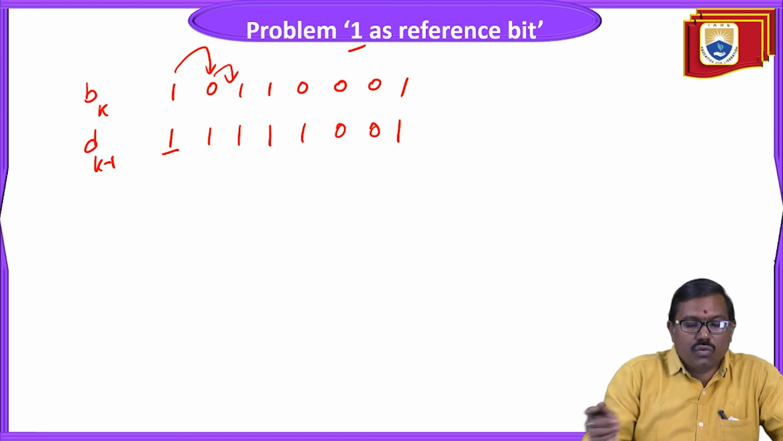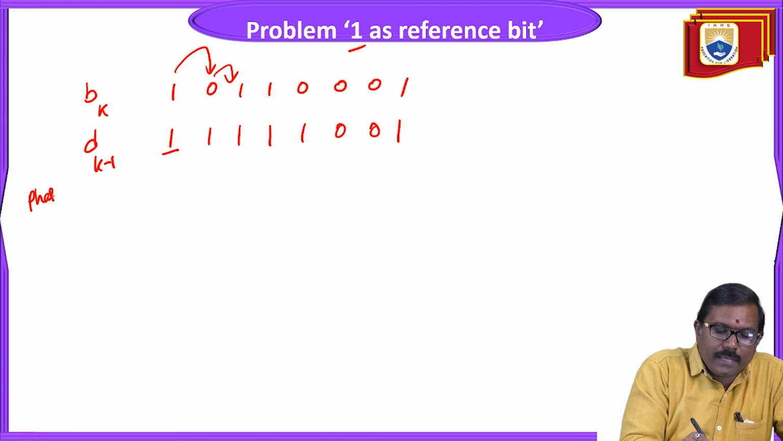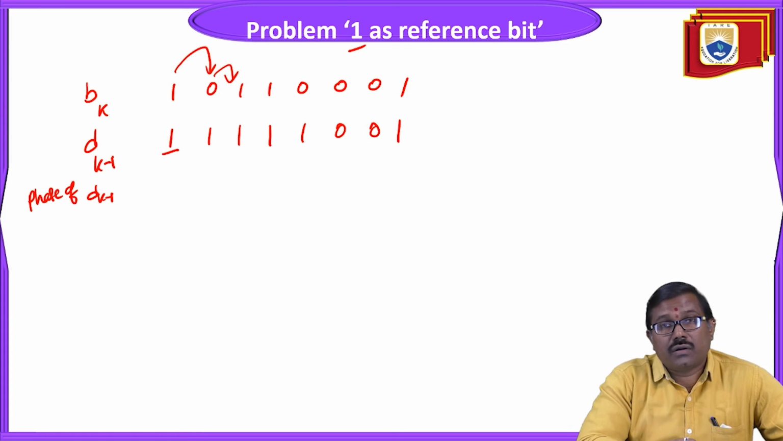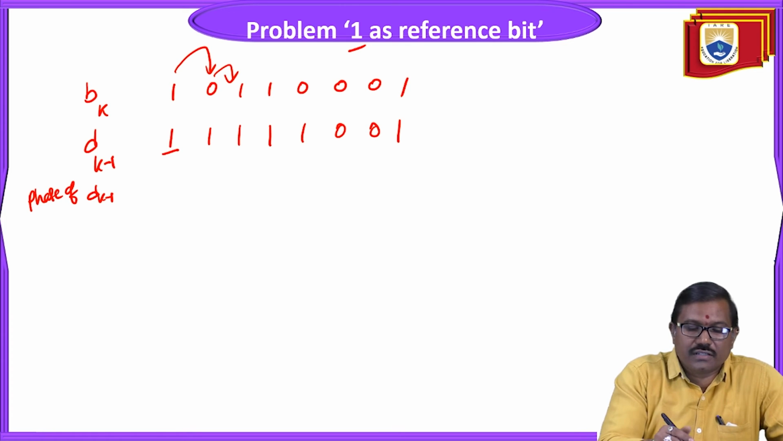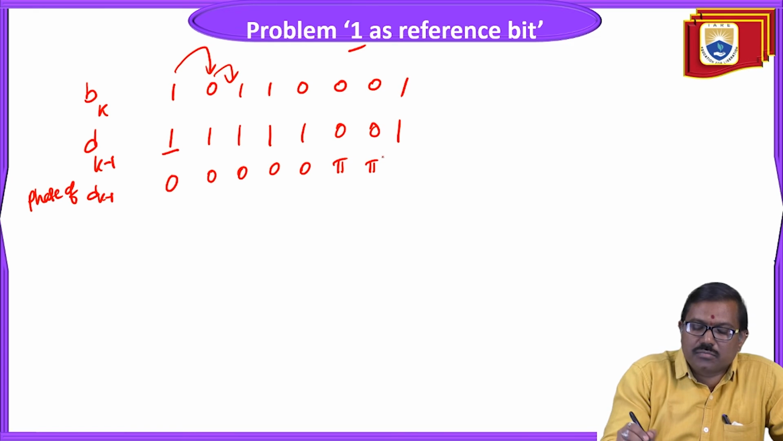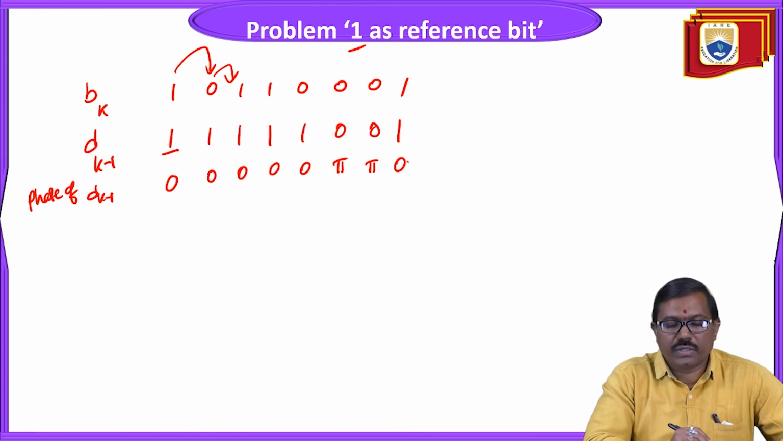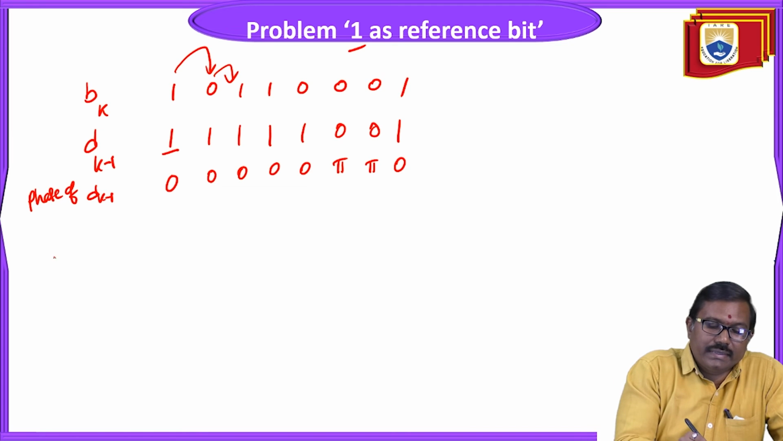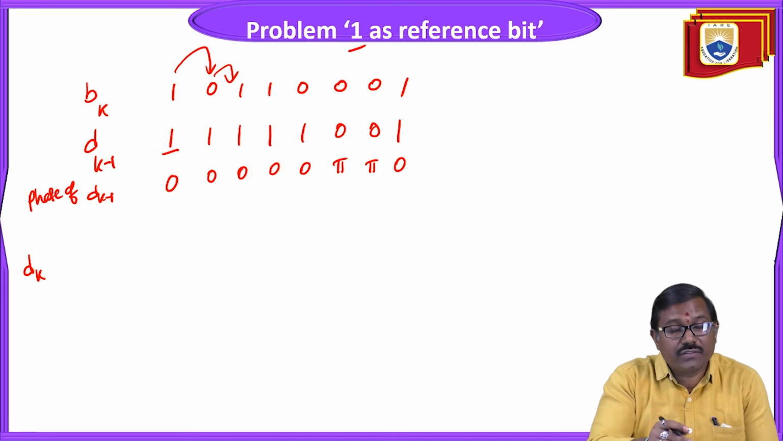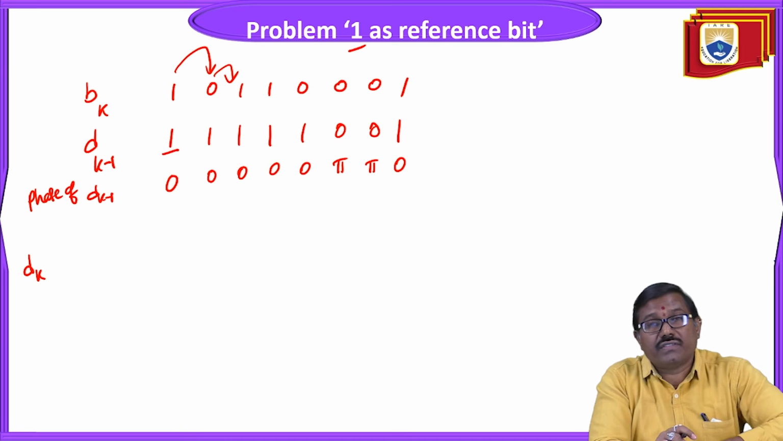Okay. Now here I am going to assign the phase for this DK minus 1. As already told, for 1 there is no phase change, and 0 is represented as pi. Then I am going to produce DK. What is DK? DK is the differentially encoded sequence, where DK minus 1 is the previous bit of this DK.